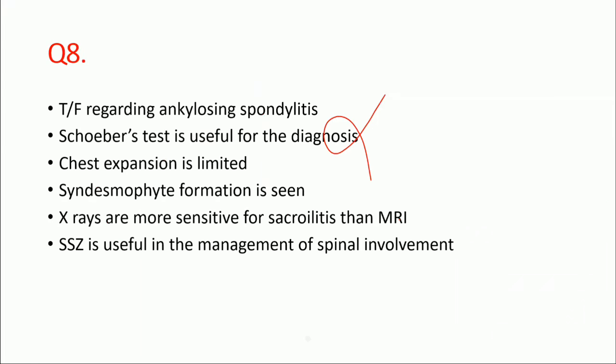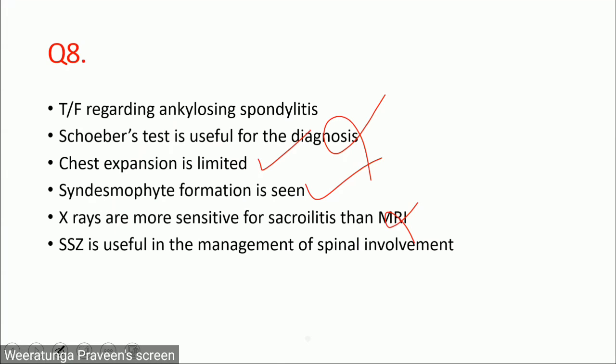Right. අපි දැක්ක X-ray එකේ syndesmophyte formation කියලා එකක් කිව්වා. X-rays are more sensitive for බොරු කතාවක් MRI තමයි කරන්නේ. Chest expansion limit again because with time where the ribs join the vertebrae, those joints are also involved with time, and those ligaments are also involved and calcified. So with time, that chest expansion is also limited.